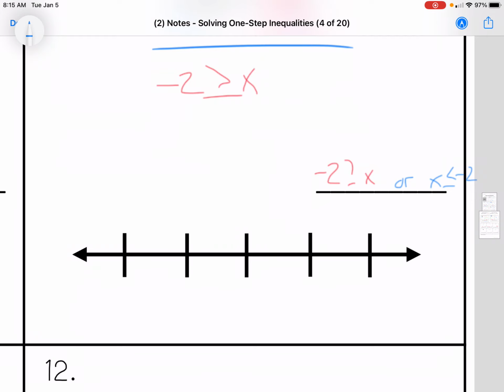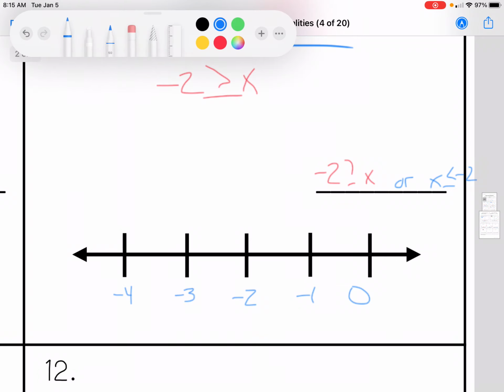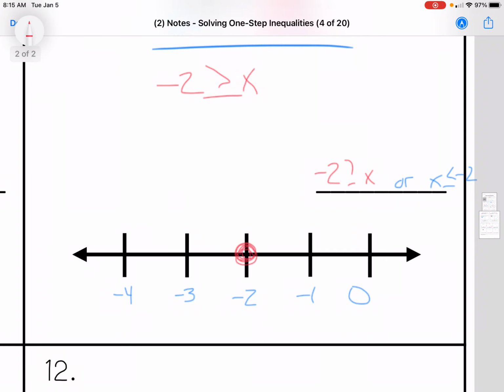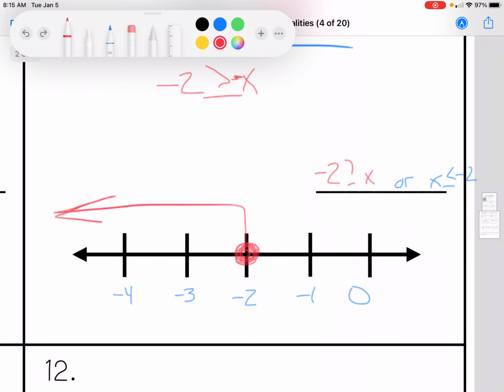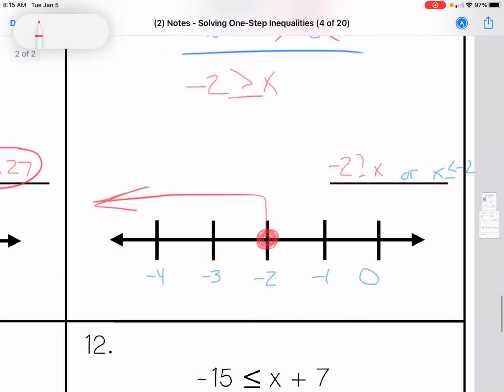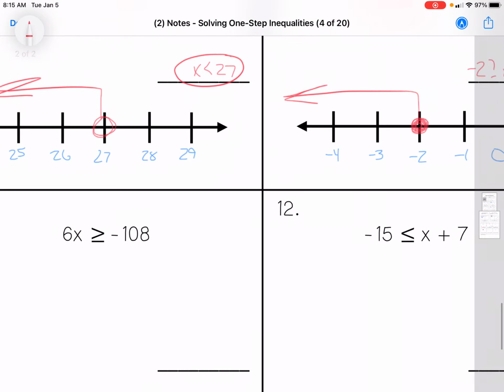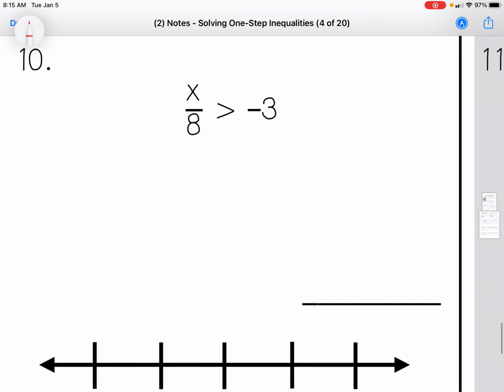All right, so let's go ahead and graph it. It's obviously going to be a -2. It is a closed dot because of that equal sign. And it is X is less than -2. Okay, if this arrow comes towards the variable, then it is less than. Pac-Man eats the bigger one. So -2 is greater than X. Okay.